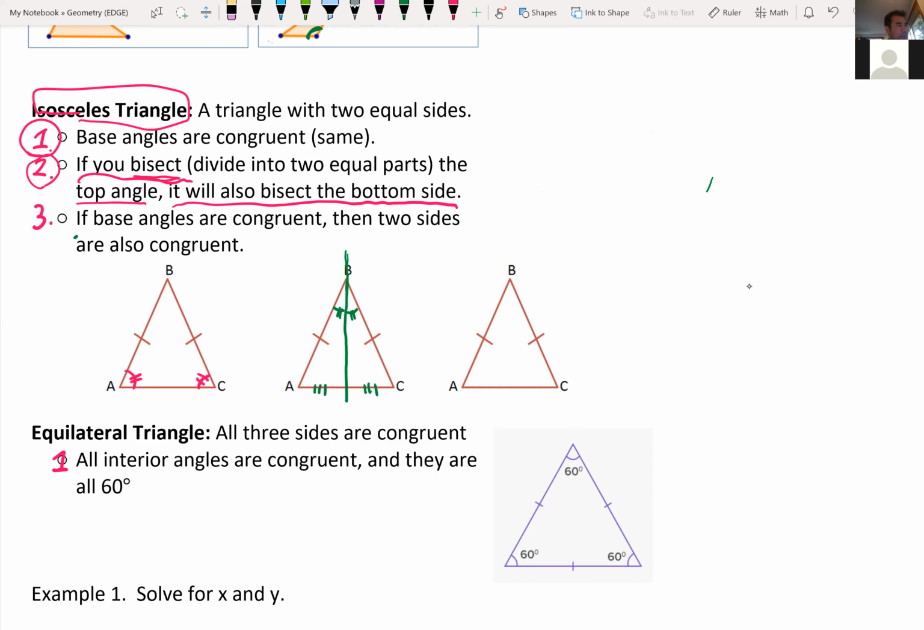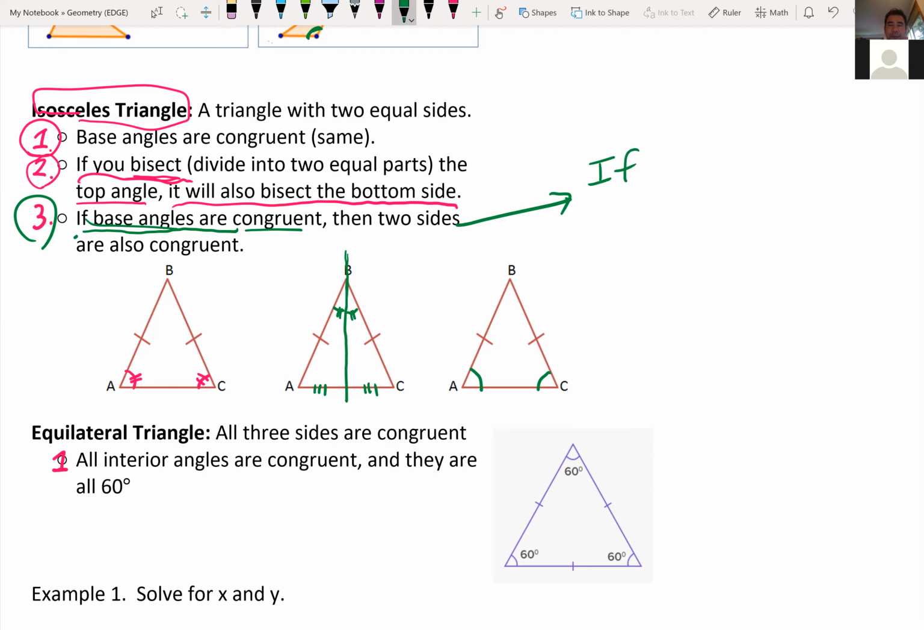All right, that's property number 2. Property number 3. If the base angles are congruent, then the two sides are also congruent. Meaning this, it's kind of like a reverse of the isosceles triangle definition. An isosceles triangle is that two sides are equal, right? But what number 3 is saying is, if the bottom angles are the same to begin with, okay, let's say you don't know whether it's an isosceles triangle.